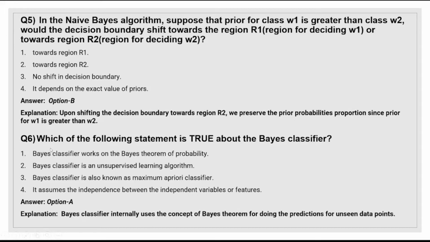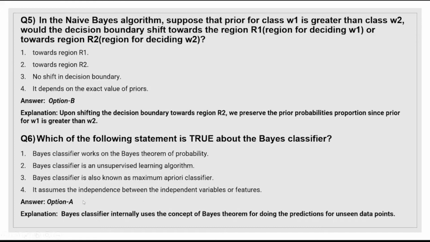Question 6. Which of the following statements is true about the Bayes classifier? The Bayes classifier works on the Bayes theorem of probability. The Bayes classifier is an unsupervised learning algorithm. This statement, however, is false because we saw that the Bayes classifier is a supervised learning algorithm. The Bayes classifier is also known as the maximum a posteriori classifier. This is also false. It assumes independence between the independent variables or features.